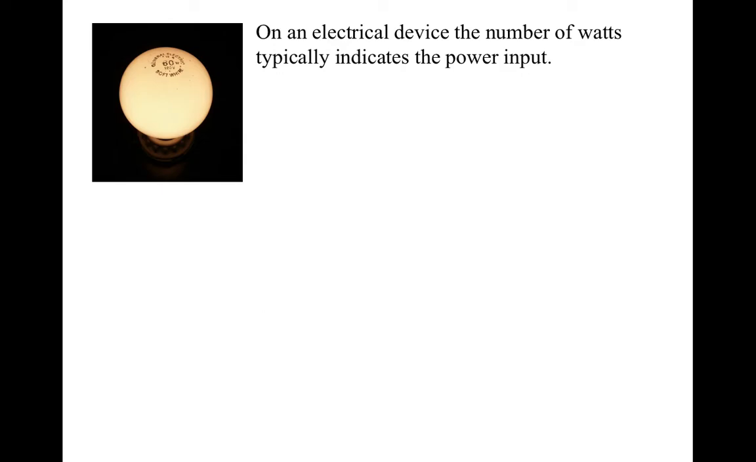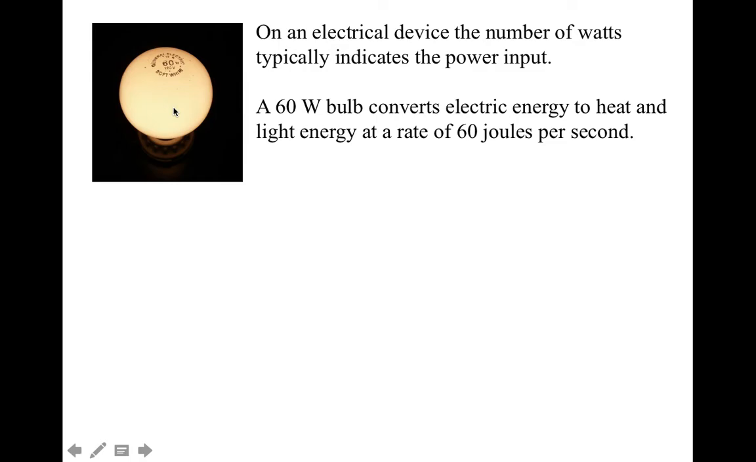You can see this most commonly if you look at a light bulb. This is a picture of an old school classic light bulb. You notice it has that 60 W there. That means that this is a 60 watt light bulb. What that means is that the bulb has the capacity to convert energy at 60 joules per second, and that electric energy is being converted to heat and light energy.